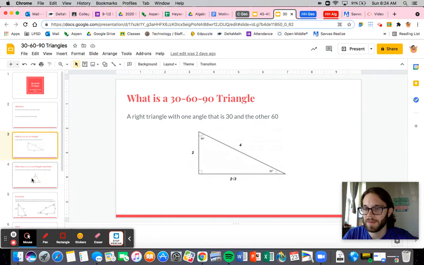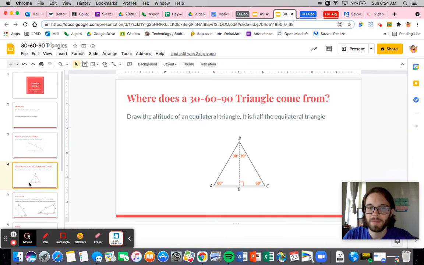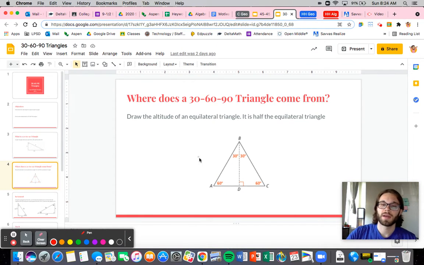Now, where does this come from? Well, imagine you took an equilateral triangle and you cut it in half. What do I mean by that? We drew an altitude. If you remember from way back when, with isosceles triangles, you'll have the altitude here. It's going to cut things in half. You'll get a lot of bisecting, I should say. So this is the same as this. This angle is the same as this angle, right? So that's where it comes from.